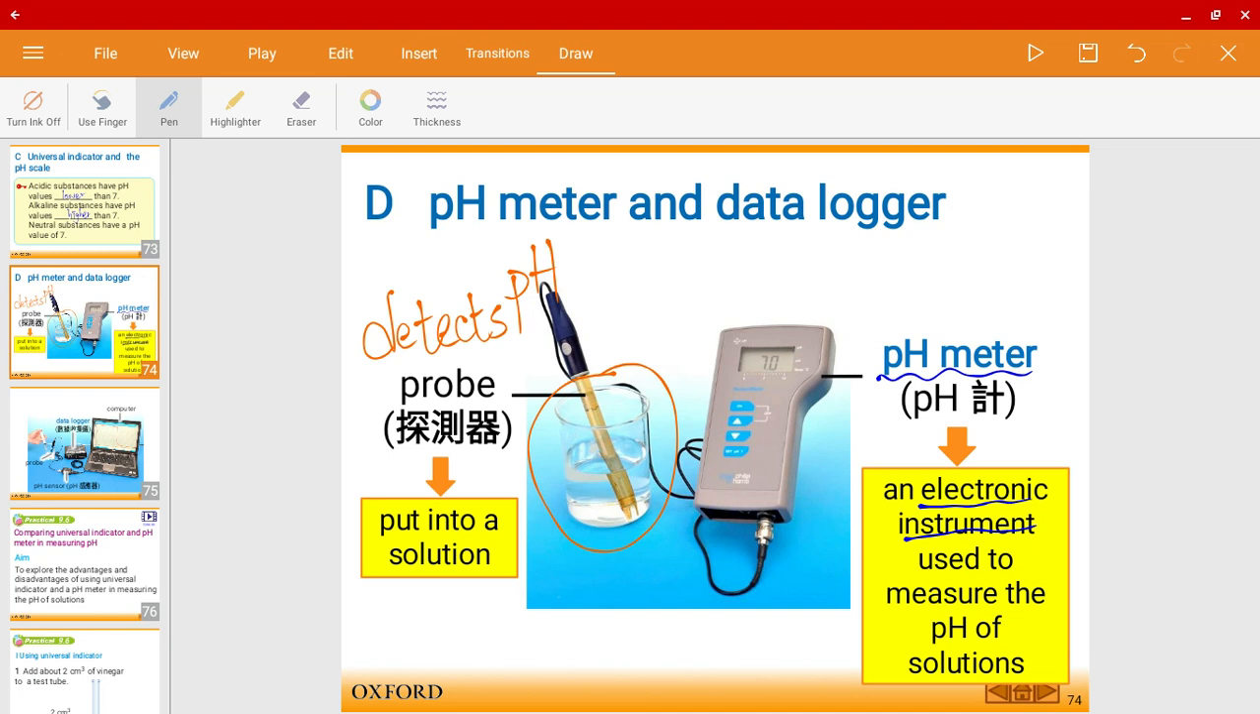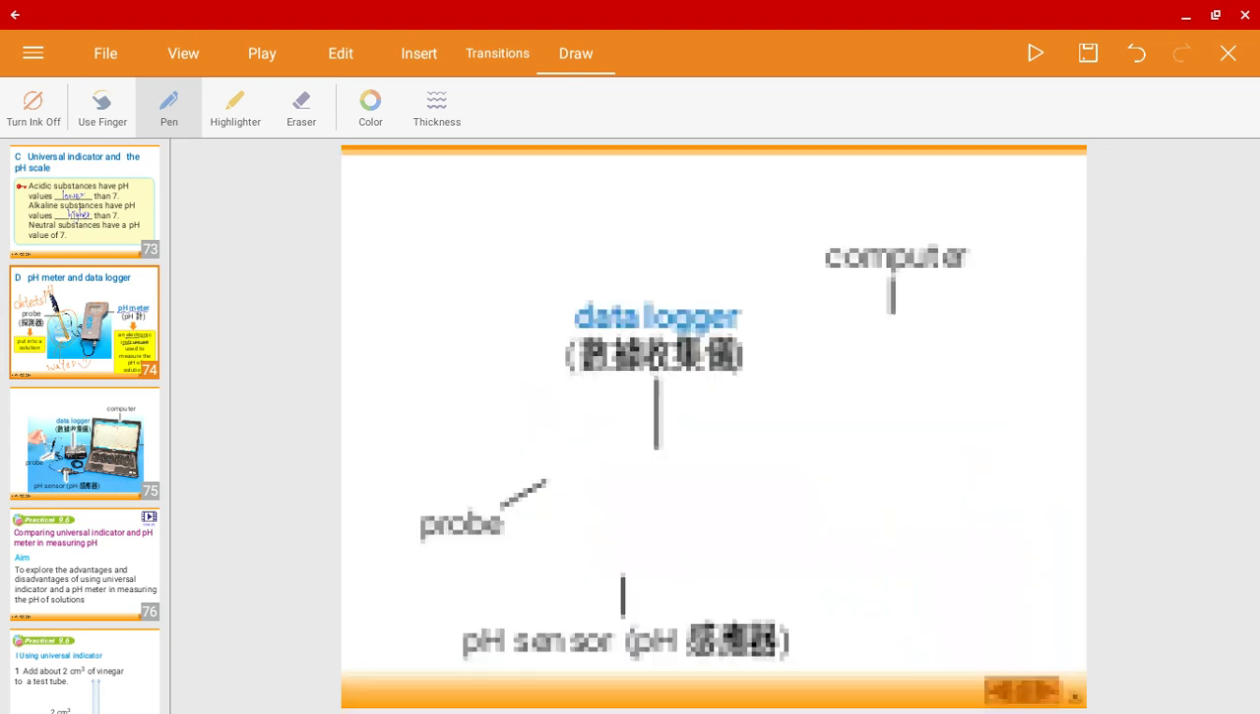And just a quick question, what's the value that you see over here? 7, right? So can you guess what is this solution? Yes, it's water. Okay.